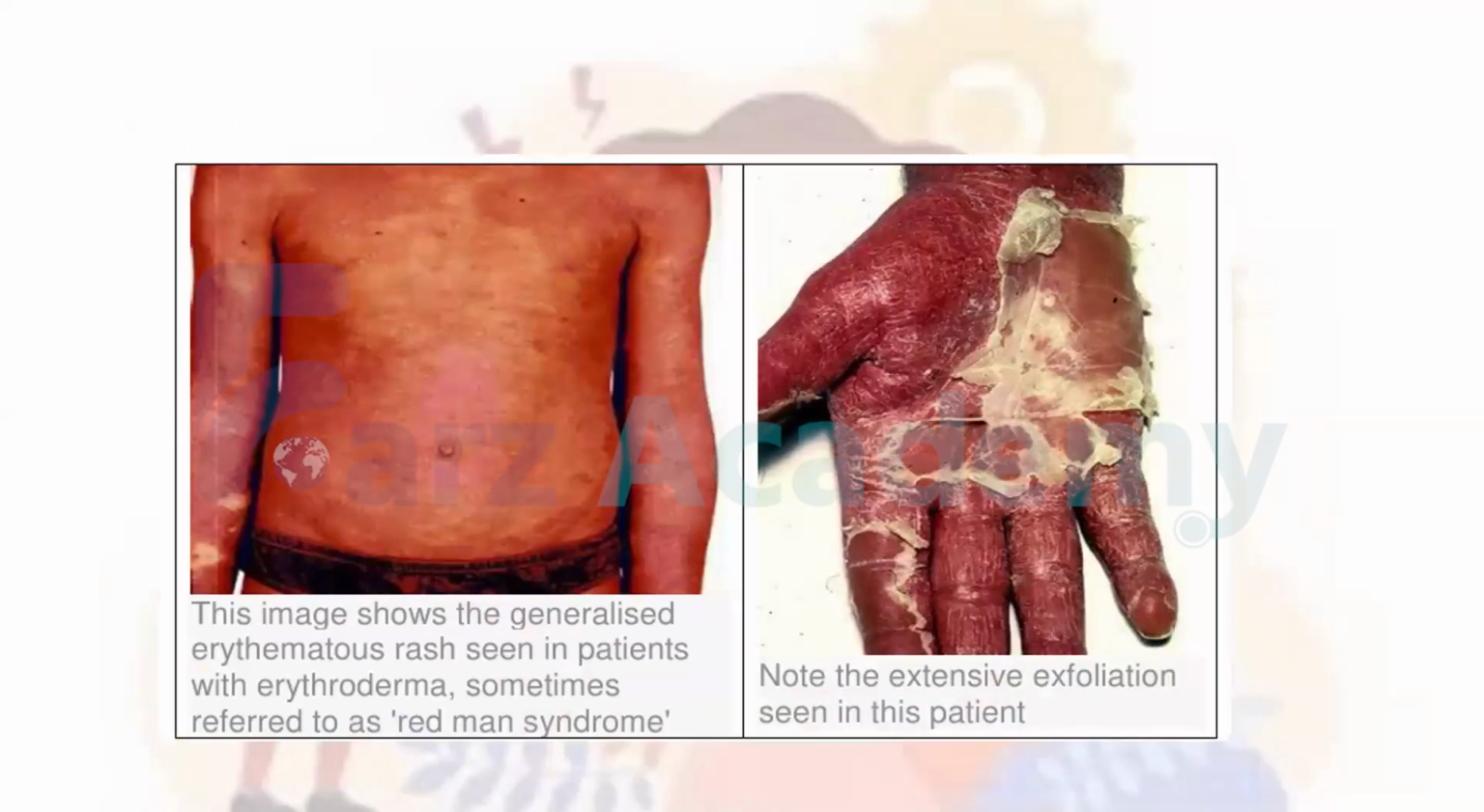Okay, so this is how erythroderma looks. The first image is a milder version, with generalized involvement of the entire body where erythroderma is seen. It is also known as red man syndrome. In the next image, you can see how the disease has progressed, leading to sloughing of the skin.